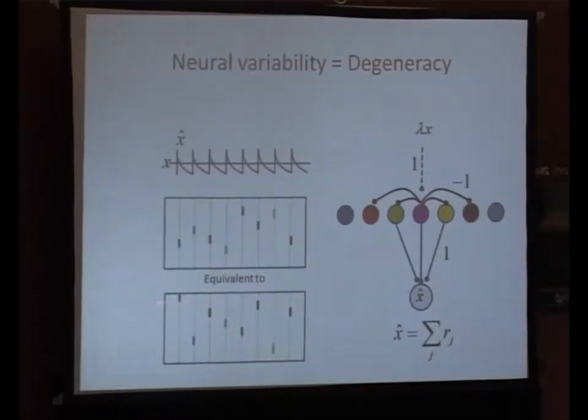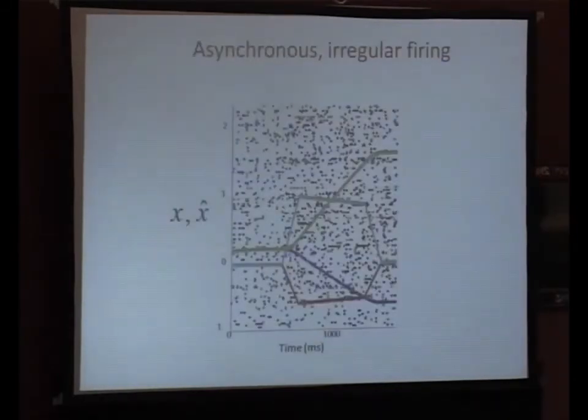If you look at each single neuron, their firing will look completely stochastic. It's only at the level of the population that you will see how regular the representation is. Okay, that's a toy example.